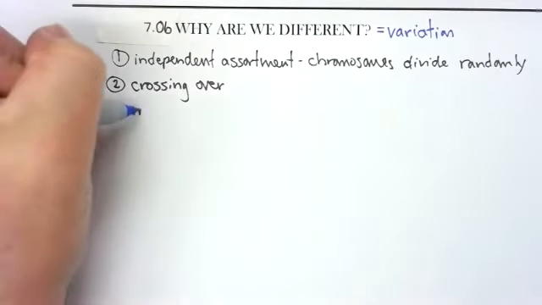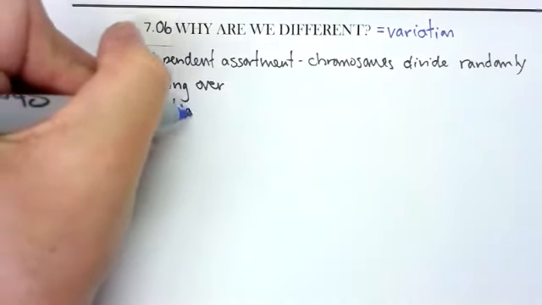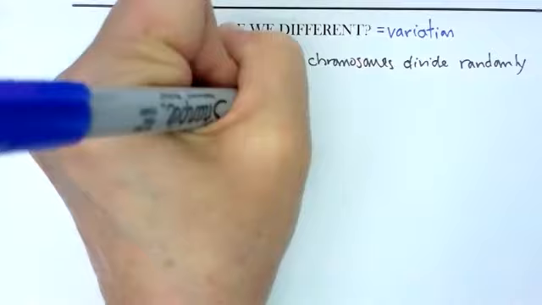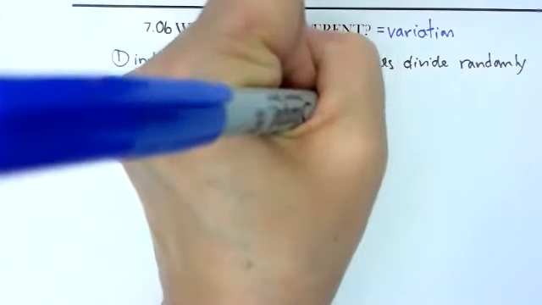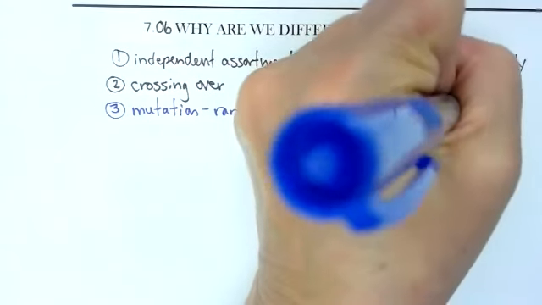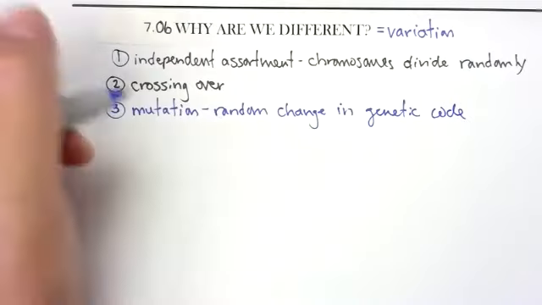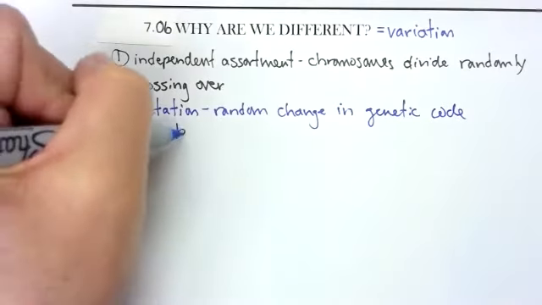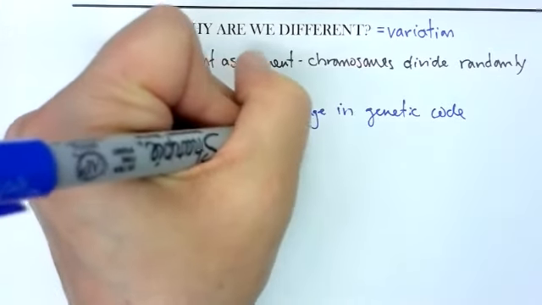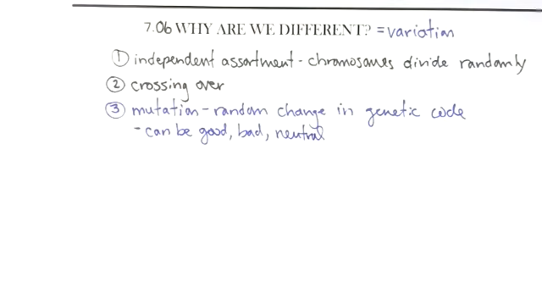Number 3 is something called a mutation. A mutation is a random change in the genetic code. And this can be one of 3 things. This can be good, it can be bad, or it can be neutral. Good, bad, or neutral. And this kind of depends on your environment, on the severity of the mutation, and what it affects.